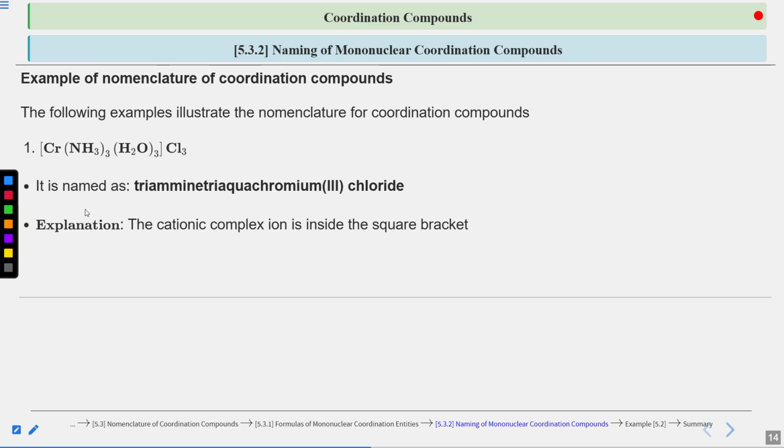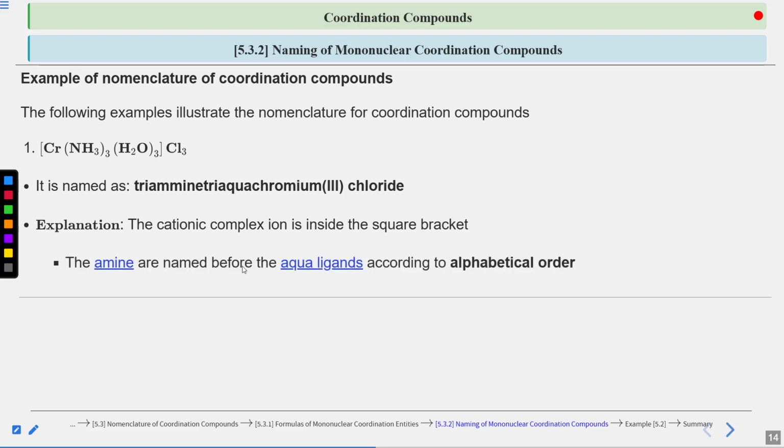Now let's see the explanation. The cationic complex ion is inside the square bracket. You can see that inside the square bracket the cationic complex ion is present, because the chlorine is going to have a negative sign. We have remembered that the cation will balance the charge of the anions. So if this anion, chlorine, has a negative charge, the complex will have a positive charge after the removal of chlorine, because only it can dissociate. The cationic complex ion will remain intact.